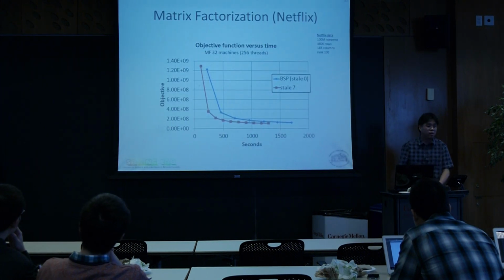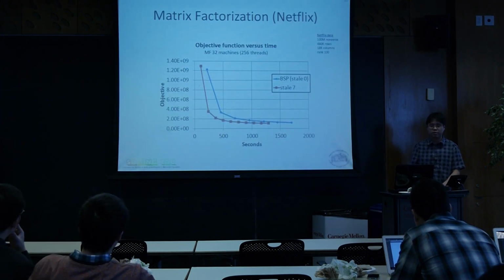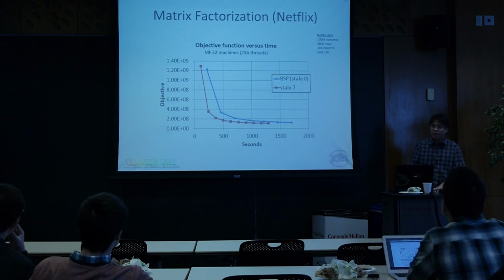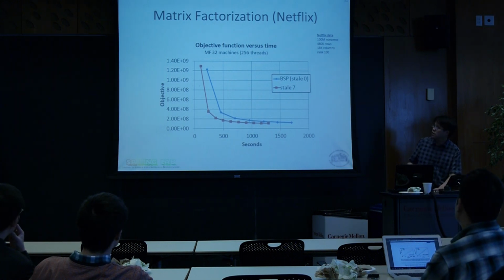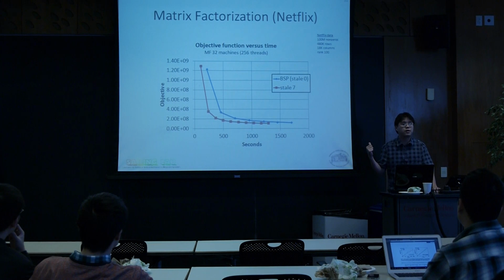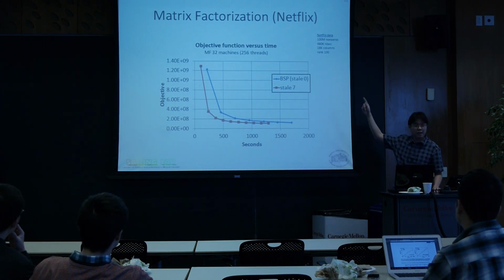Other than topic modeling, we also have curves for matrix factorization and LASSO regression. In this case, for matrix factorization, I don't show an async curve because when I run this in asynchronous mode, the curve diverges, and so it actually ends up going up rather than down. Therefore, I don't even show the result.